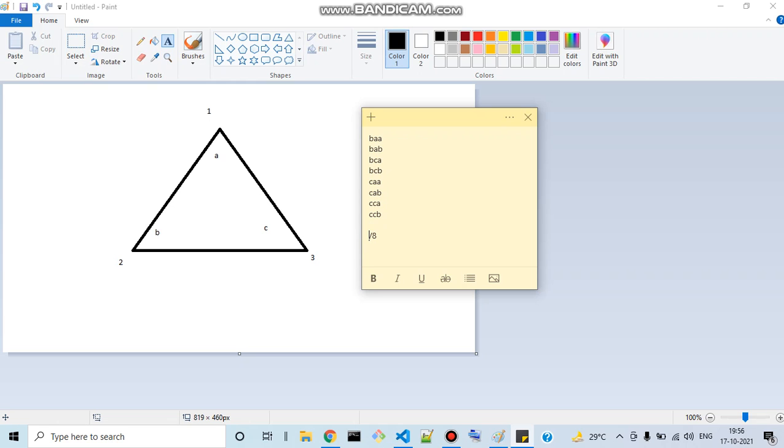So there are 6 out of 8 possibilities for collision, which is 3 by 4, which is 0.75 probability of collision, and 0.25 probability that there will be no collision, because there are just two scenarios here and here where there will be no collision.